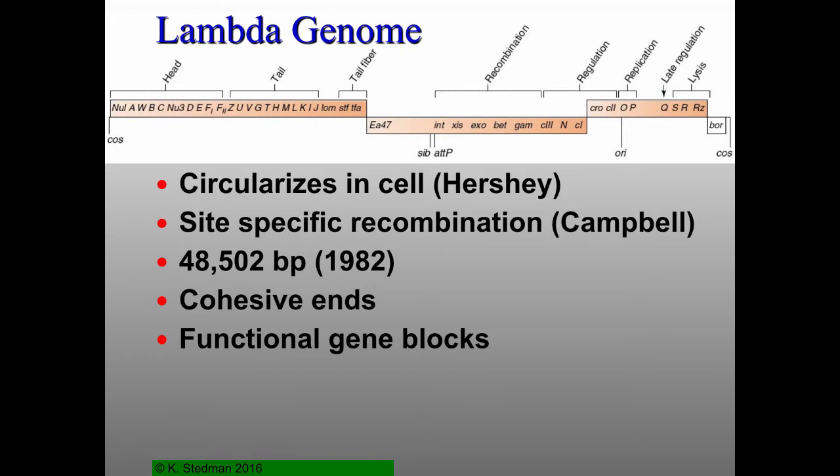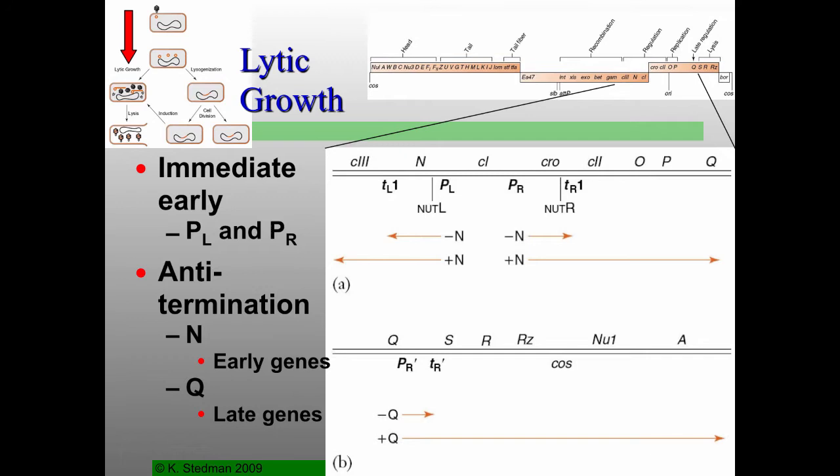And most of that has to do with all the regulatory things which are going on right here near the C1, CRO, C2, and C3 genes, as well as the N protein. And that N protein is really one of the critical things that gets transcribed on any kind of infection as soon as things come inside the cell. So let's look at this in a little bit more detail.